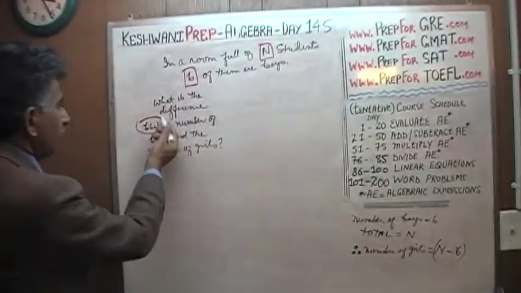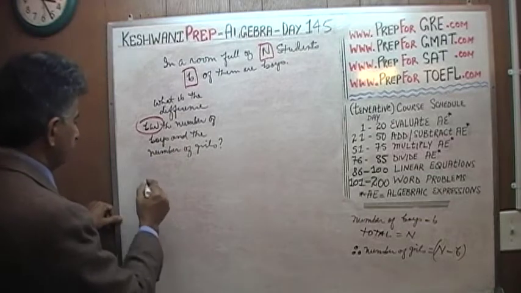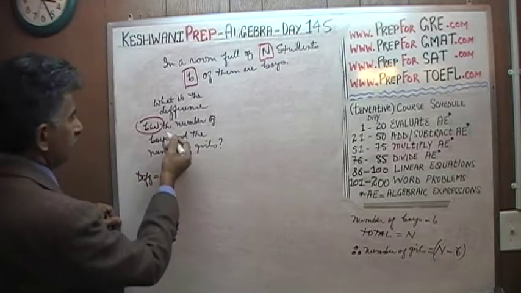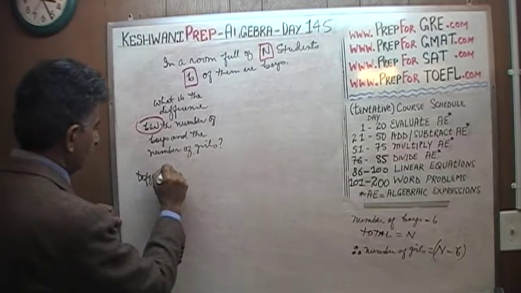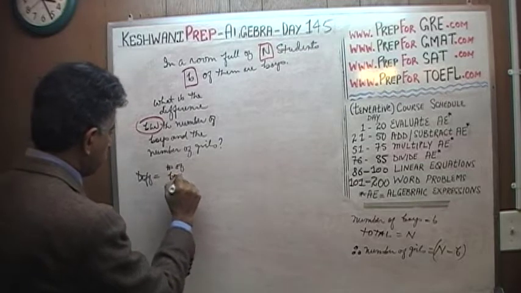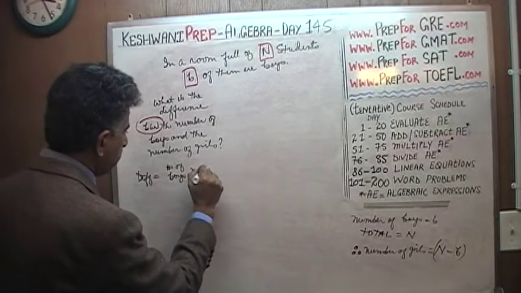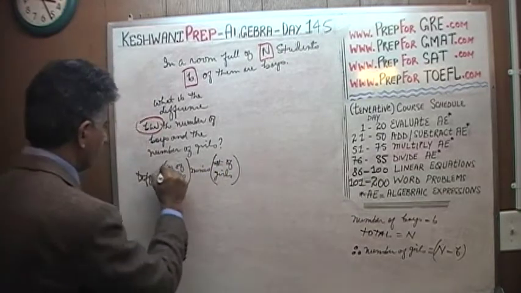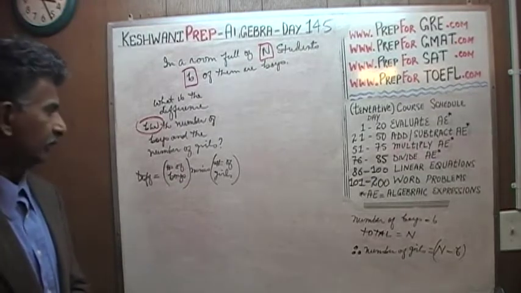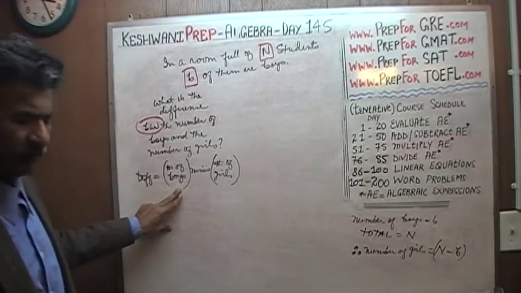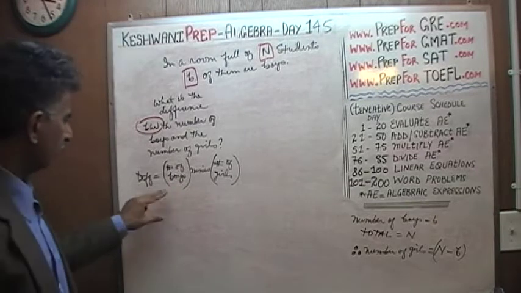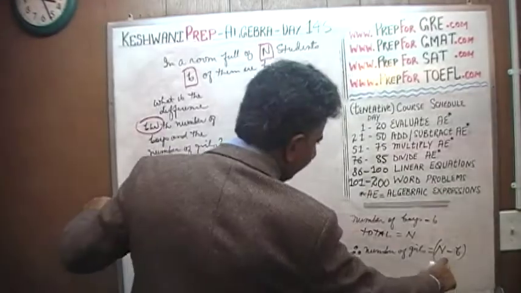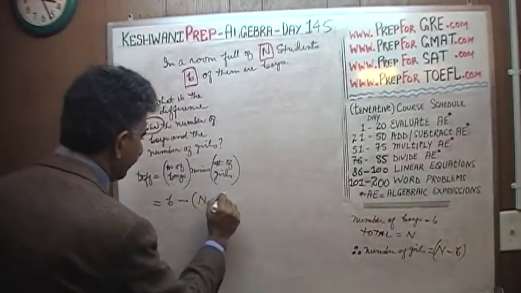The question is, what is the difference between the number of boys and the number of girls? We're going to find that difference by taking the number of boys, which is B, minus the number of girls. That's your difference. You take the number of boys, B, and subtract from it the number of girls, which we just found is N minus B.